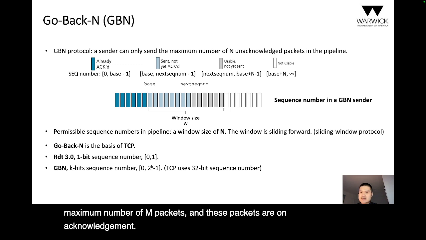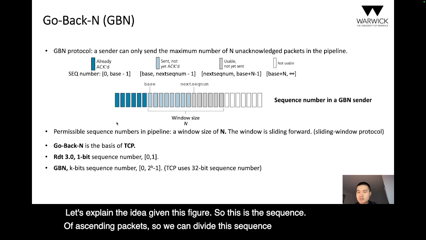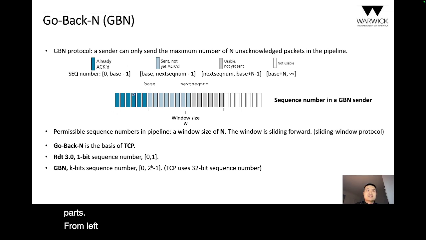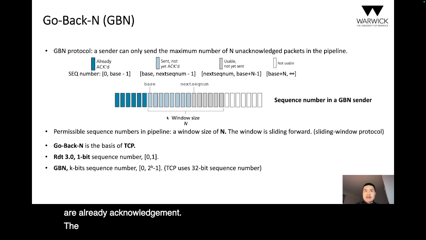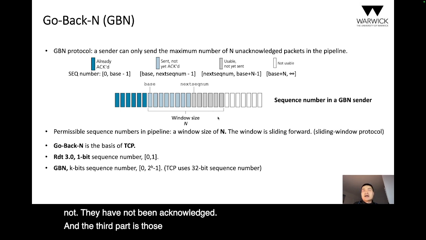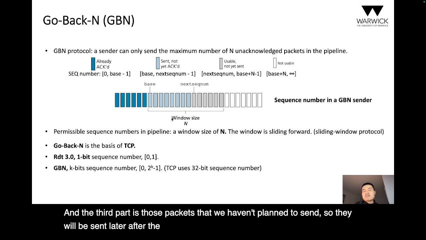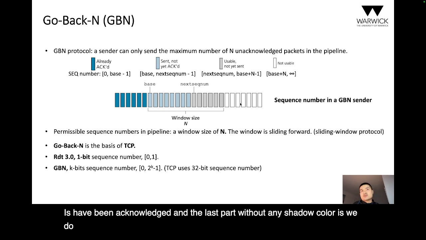So let's explain the idea given this figure. This is the sequence of ascending packets. We can divide this sequence into 4 different parts from left to right. On the left, in dark blue, these packets are already sent and already acknowledged. The second part is those packets that have already been sent, but have not been acknowledged. And the third part is those packets that we haven't sent yet, but will be sent later after the earlier packets have been acknowledged.